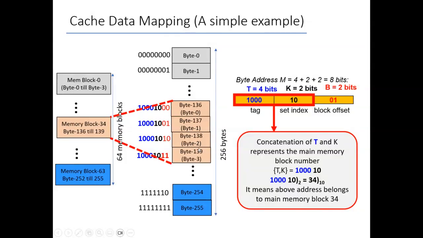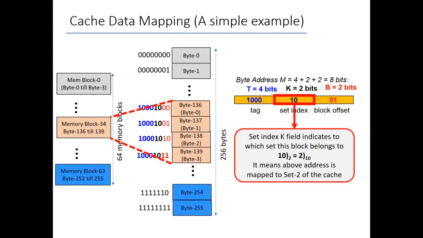And how do we know the block number? The block number is determined by concatenating the t bits and the k bits. When we concatenate them, it gives us the block number. If we convert 10010, it gives us 34, the memory block number. Any question? Got it or not got it?